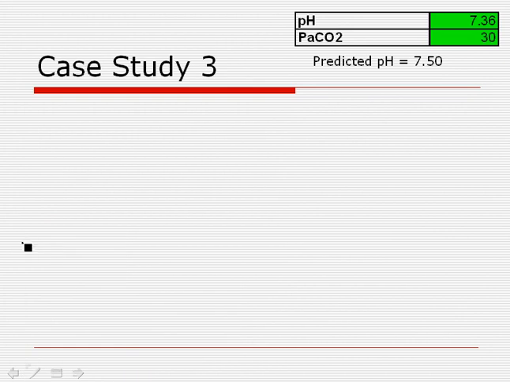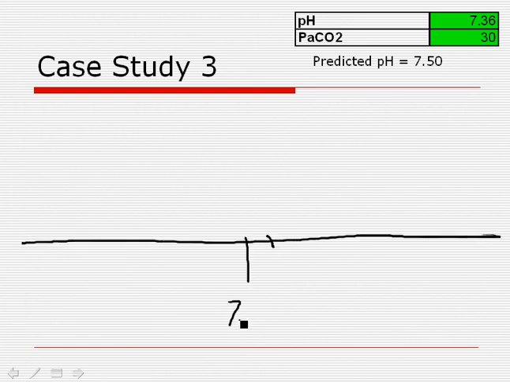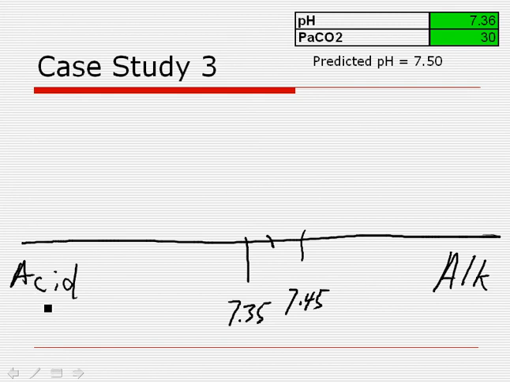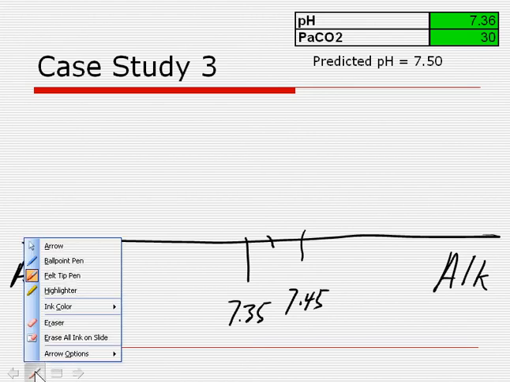So we're going to draw our basic line on here. We're going to indicate our 7.35 to 7.45 normal blood gas. I know that this is the alkalosis side and this is our acidosis side. Okay, so let's come up here to my CO2. Let's change colors here so I can highlight that.